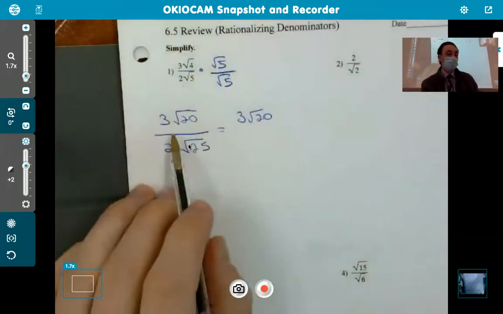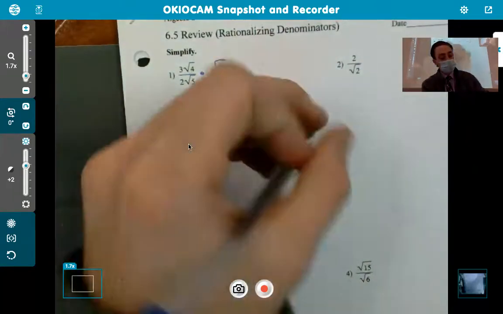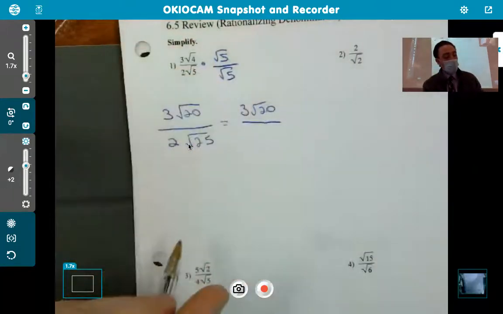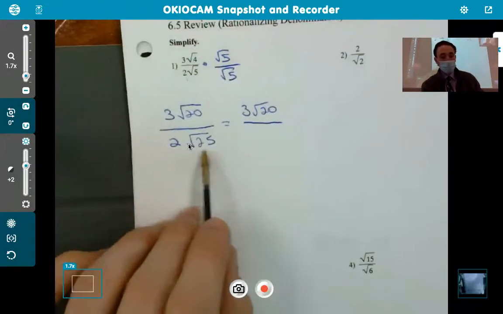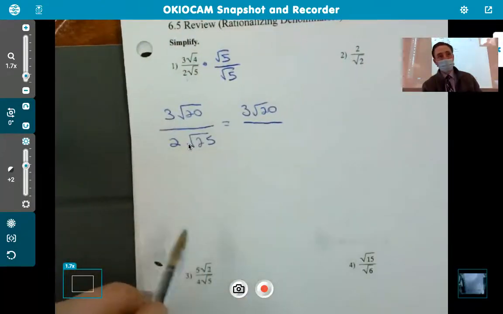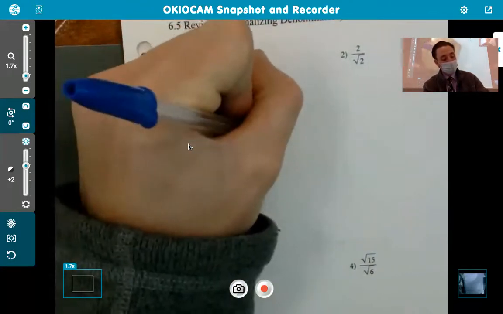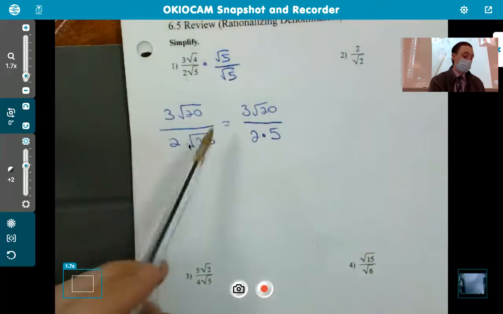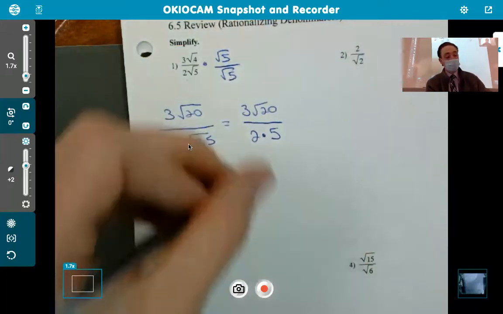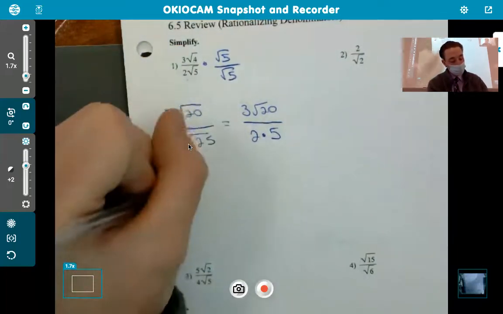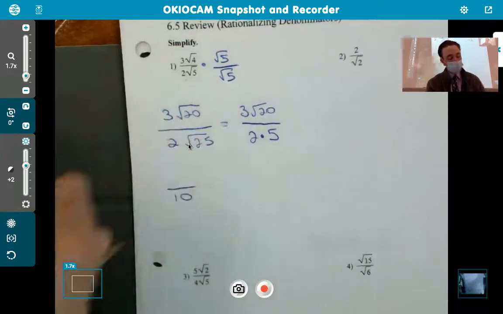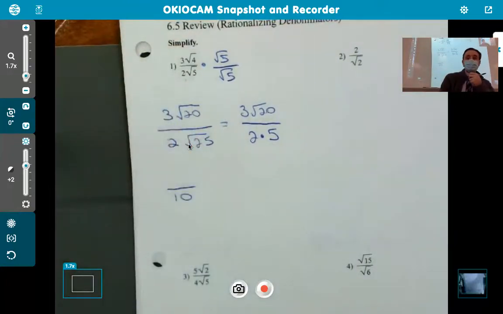So my numerator, I can't simplify that further yet. I have 3 root 20. In my denominator, I have 2 square root of 25. Well, we all know the square root of 25 is 5. What's that? So it'd be 2 times 5, yes, or 10. All right. So everybody with me so far? Everybody see how I got to that point?